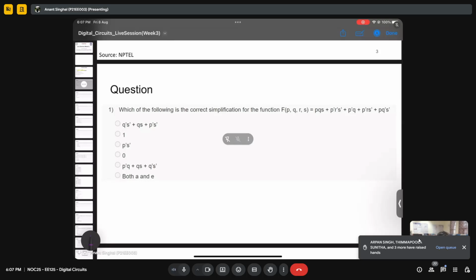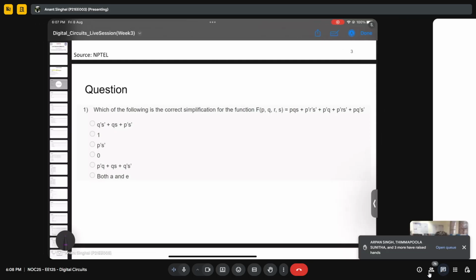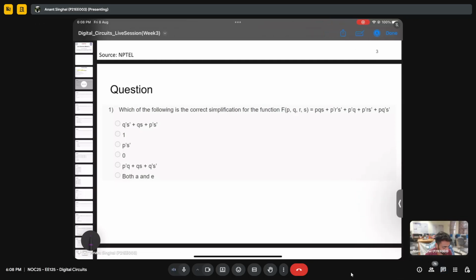So those who are raising their hands, I'm again asking you to type your queries in the chat box. I'll try to cover them in between the question sessions. Yeah. So the first question is: which of the following is the correct simplification of the function?